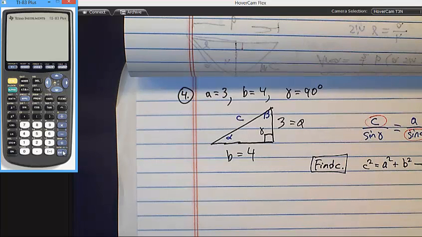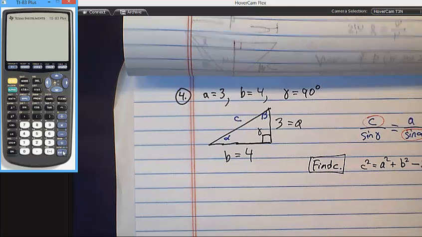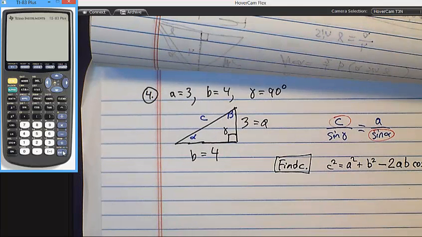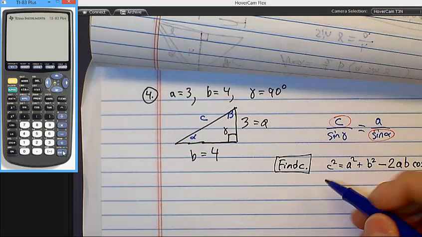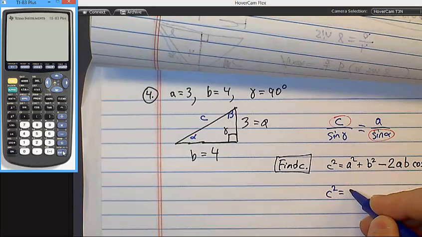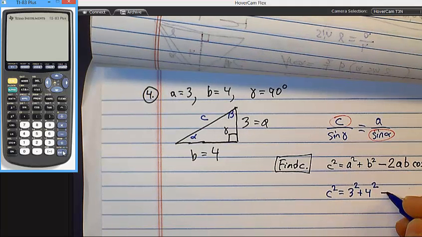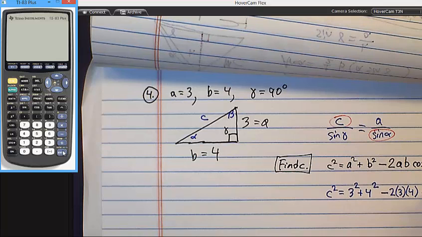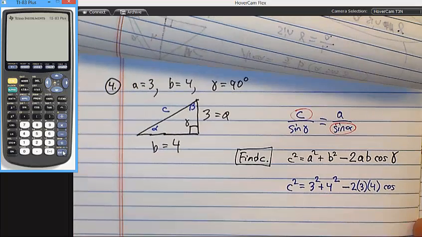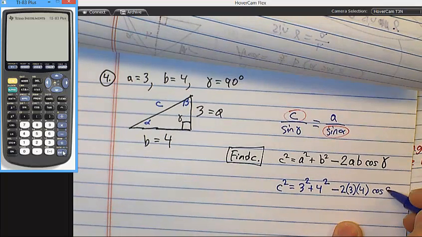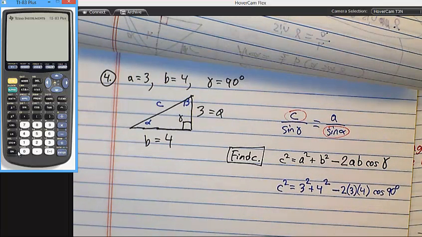All right? I'm going to do it this way. Even though you guys are right, you could use Pythagorean theorem, I want to do it this way to show you something. So if I'm going to fill things in, I get c squared equals 3 squared plus 4 squared minus 2 times 3 times 4 times the cosine of what? Yeah, the cosine of 90 degrees. Now, what's special about that? Do you guys recall what the cosine of 90 degrees is? Okay, see, that's the deal.